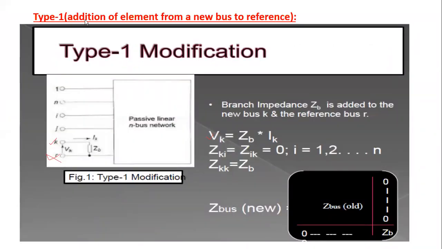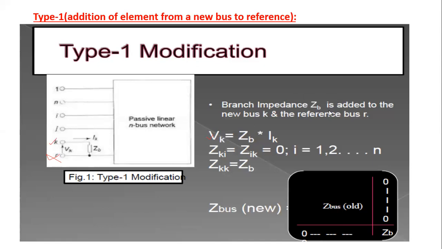What is the first type of modification? That is addition of element between the new bus to reference bus. When we are adding the element between the new bus and the reference, it is called a branch. Therefore the branch is added in between the new bus to the reference bus, where new bus is K and reference is R. Therefore ZB is added in between K to R.